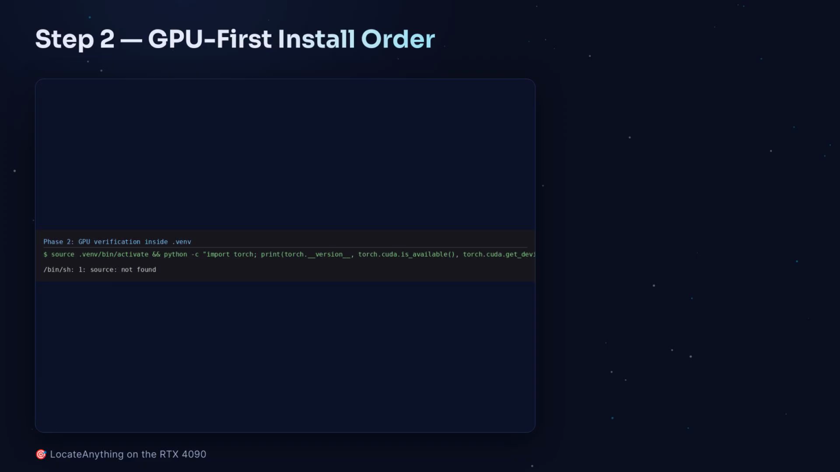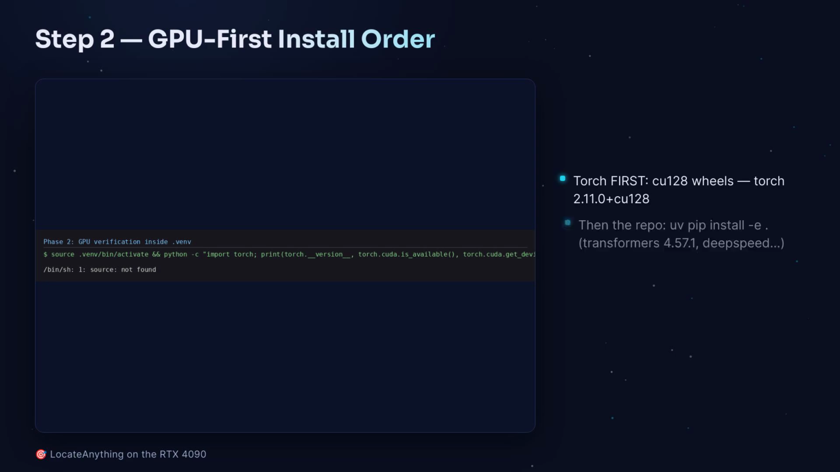Step 2. Install order matters. Torch goes in first from the CUDA 12.8 wheel index. That lands Torch 2.11 with full GPU support. Only then do we install the repo itself, which pulls transformers 4.57 and deepspeed for inference, and crucially, doesn't downgrade our Torch. Then the golden rule.